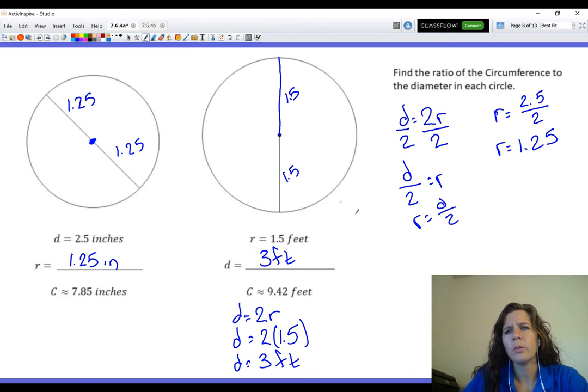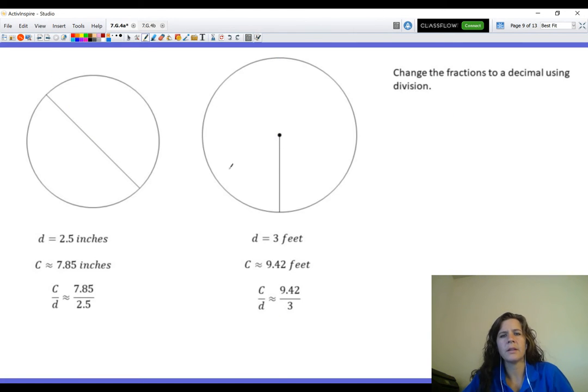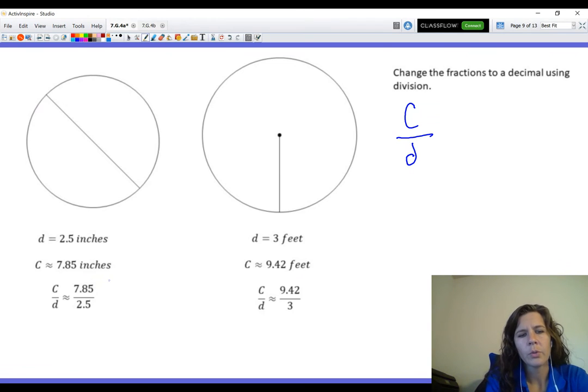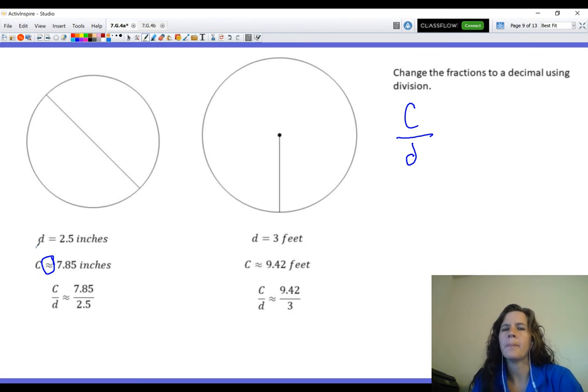Okay, well now we want to find the ratio of circumference to diameter. And I gave you the circumference here, okay? So what we did is we took the circumference to the diameter. It's approximate. That's what this little squiggly equals sign means. It means approximately or about.